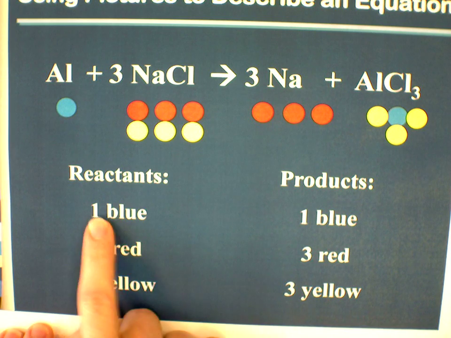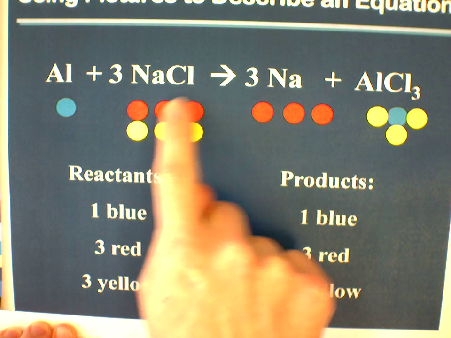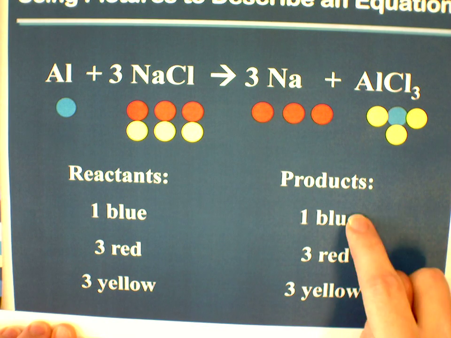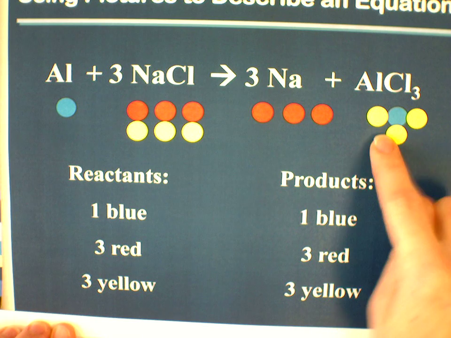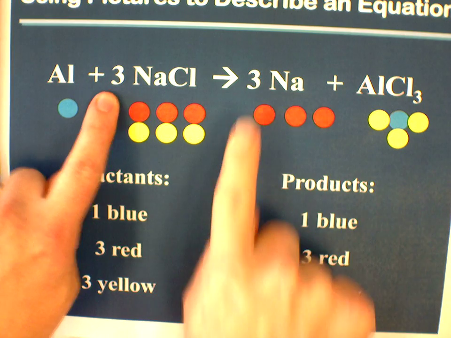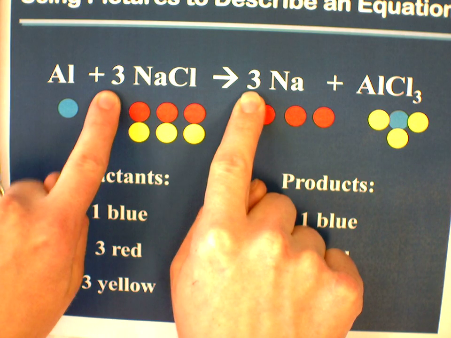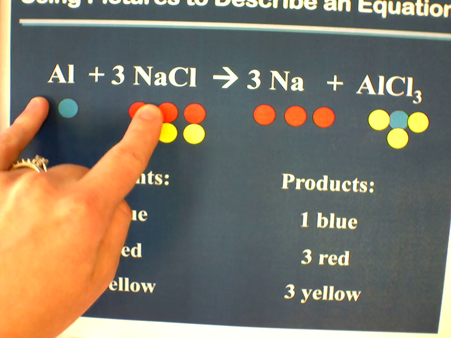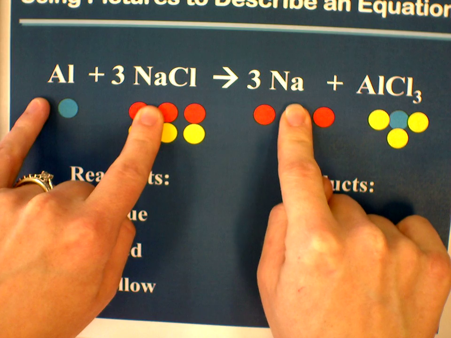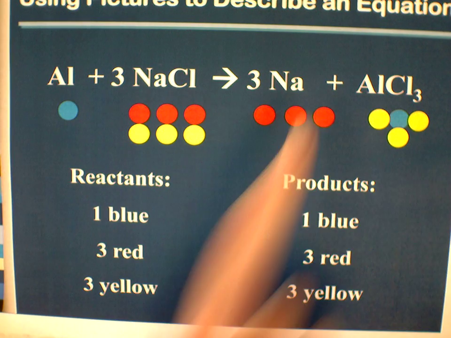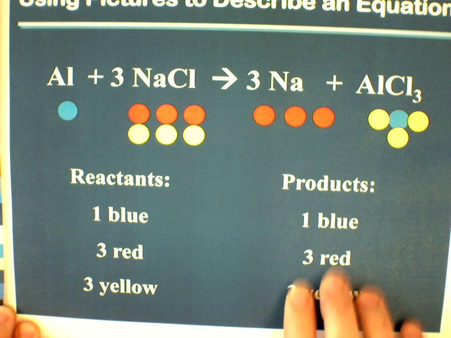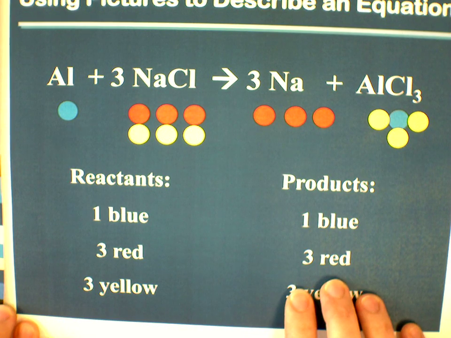I see that on the reactant side I have 1 blue, I have 1, 2, 3 red, and I have 1, 2, 3 yellow. On the product side I have 1 blue, I have 3 red, and I have 3 yellow. This equation has been balanced for you to begin with. The coefficients are already there, but eventually we're going to get to where we have just the reactants, and I will have you predict what the products are and then balance the equation. Okay, so that's looking forward. But in the end, the number of each kind of atom has to be equivalent on the left and the right side of the arrow.